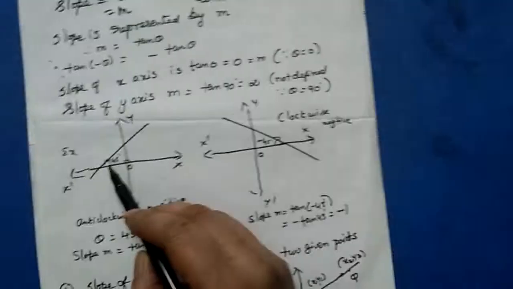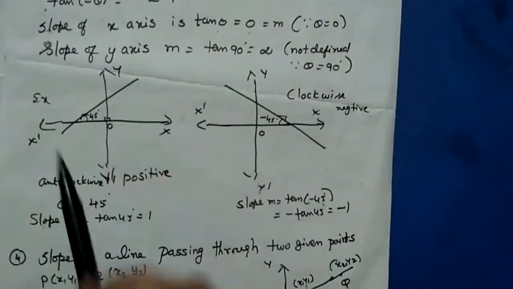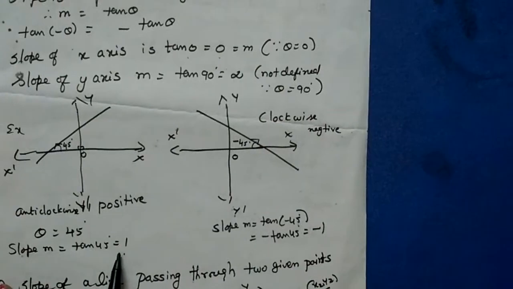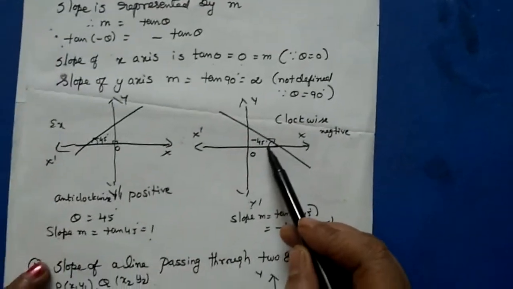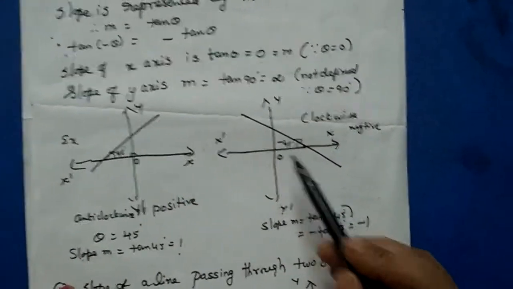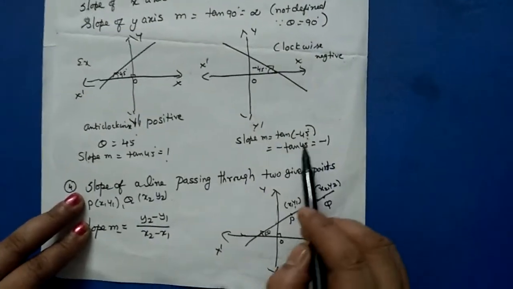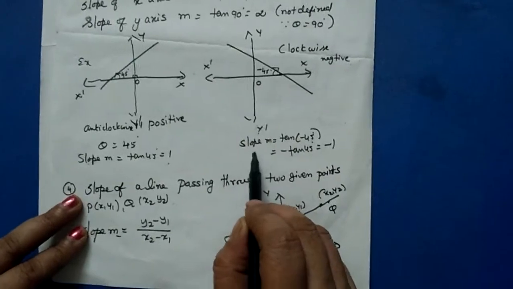Here the angle is 45 degrees. It is in the anti-clockwise direction. Therefore, the slope is positive. Slope is equal to tan 45, which is 1. Here the angle is in the clockwise direction, minus 45. Tan of minus 45 is minus tan 45, which is equal to minus 1. It is represented by the letter m.